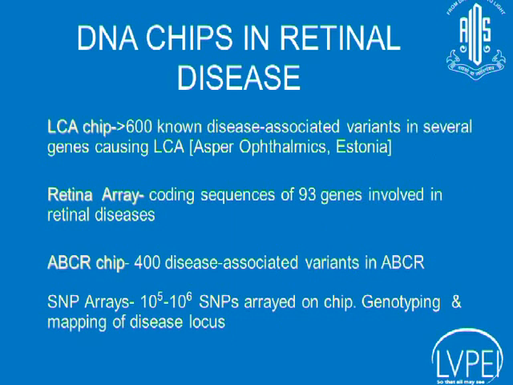You have chips that have been developed, and these are just examples. There's the Asper Ophthalmics chip that was also mentioned. For LCA, more than 600 disease-associated variants have already been made into a chip that can be purchased and used. You have a retina array that's been developed, which has sequences of 93 genes known to be involved in retinal diseases. You have the ABCR chip, this is for the Stargardt disease gene, which is a large gene with a large number of mutations. So you have about 400 disease-associated variants coded on this chip. And again, you have other chips that you can use to map the disease locus.